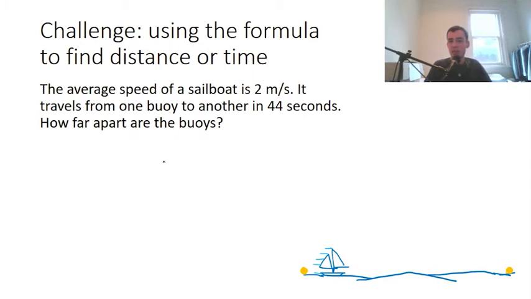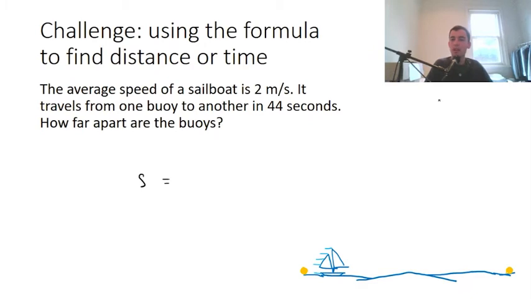Let's say the average speed of a sailboat, here's my sailboat, is 2 meters per second. What that means is it's going forward 2 meters every second on average. It might go a bit faster sometimes and a bit slower sometimes, but the average speed is 2 meters per second. And it travels from one buoy to another in 44 seconds. So the time it takes to go from here to here is 44 seconds. How far apart are the buoys?